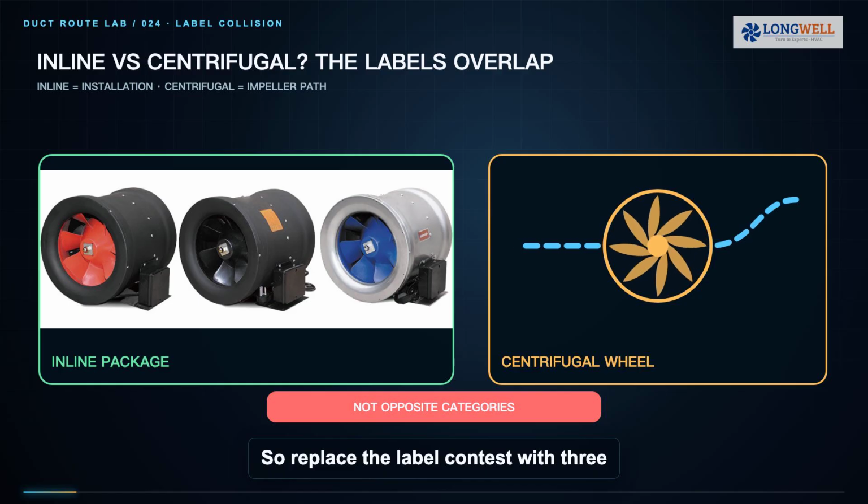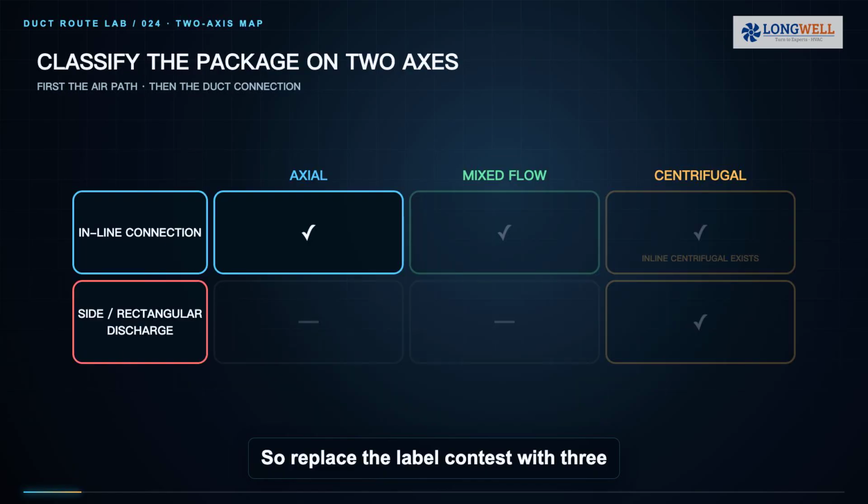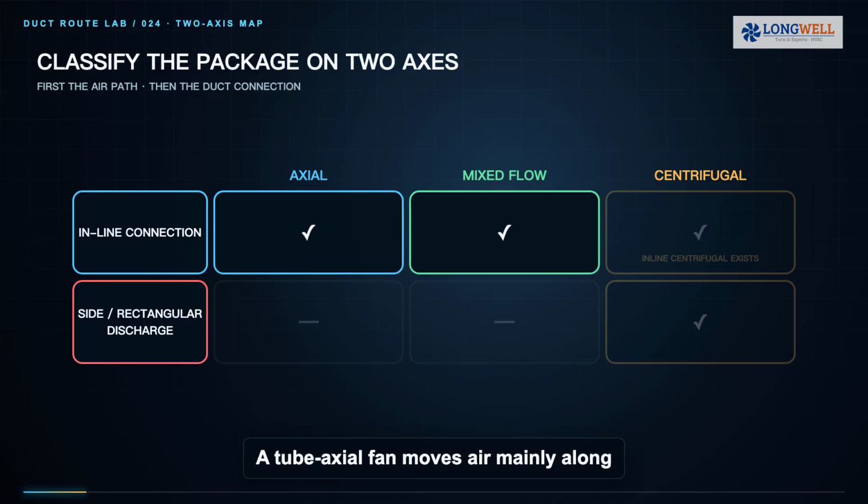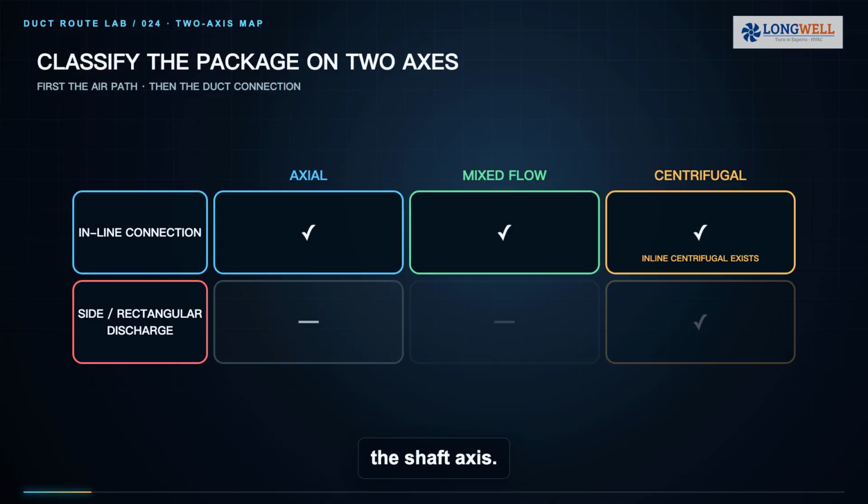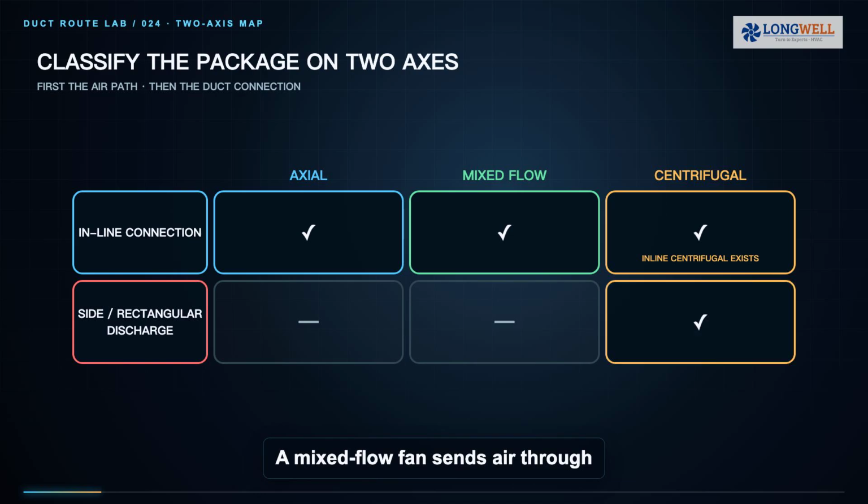So replace the label contest with three real architectures. A tube axial fan moves air mainly along the shaft axis. A mixed flow fan sends air through an intermediate axial and radial path. A centrifugal wheel turns the flow outward, while a housing or internal guide path redirects it toward the duct connection. Any of these may be packaged for an inline installation.